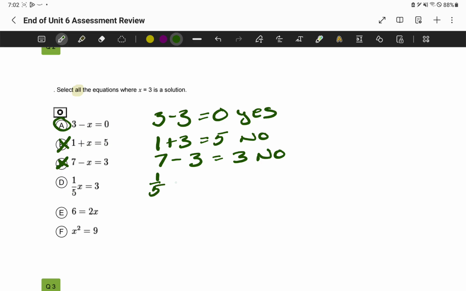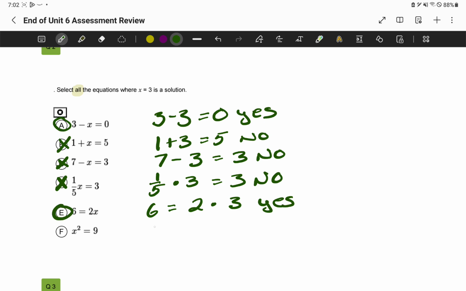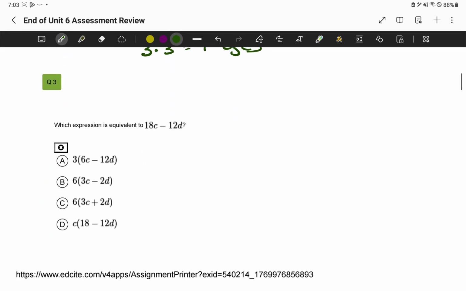Is 1/5 times 3 equal to 3? No. Is 6 equal to 2 times 3? Yes. Is 3 to the 2nd equal to 9? Well, that's 3 times 3, not 3 times 2. So, yes. And so those are our 3 choices. Okay.